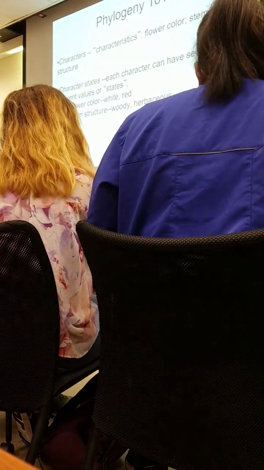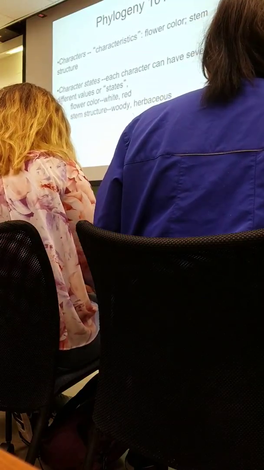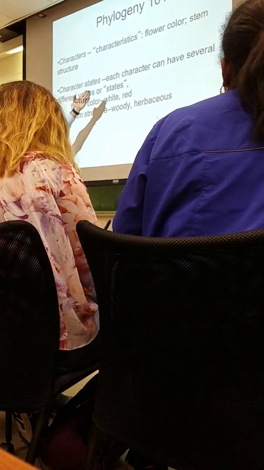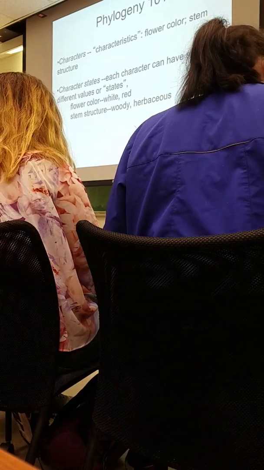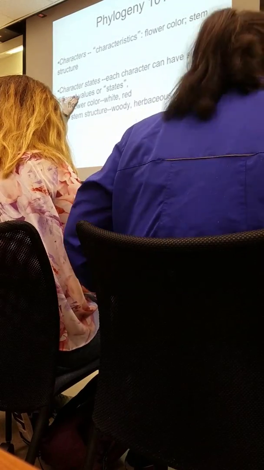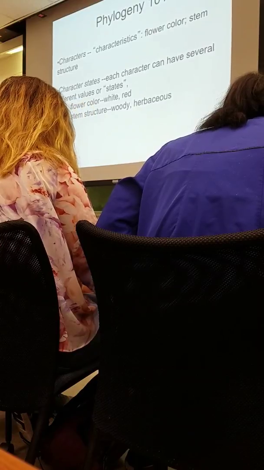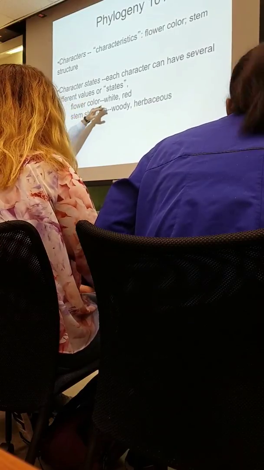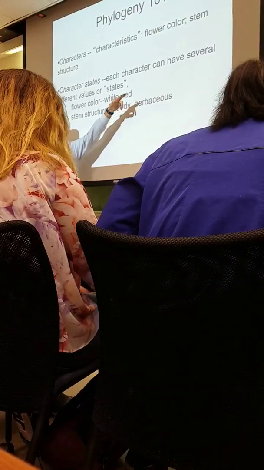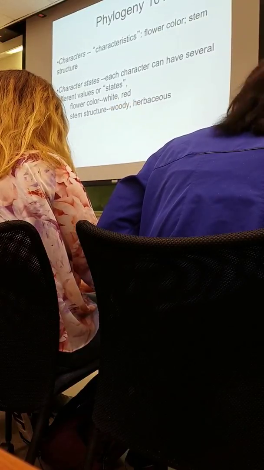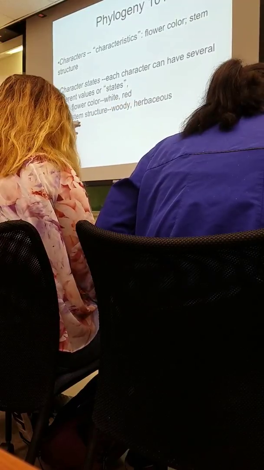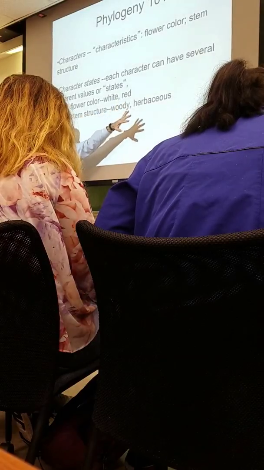We are taking characters, characteristics, features, flower color, stem structure, and then you have to have states for each of those. So for example, if it's flower color, it could have several states. It might be white, they might be red, they might be blue. Those are actual states. Or stem structure, woody versus herbaceous.